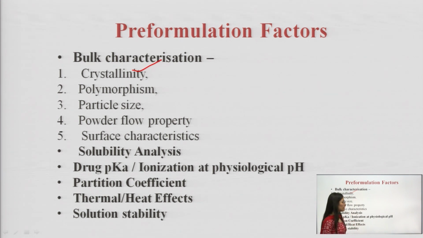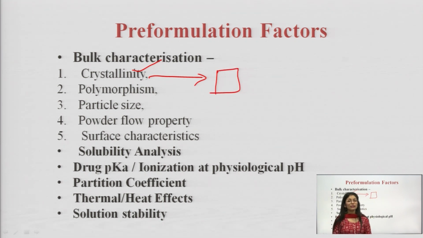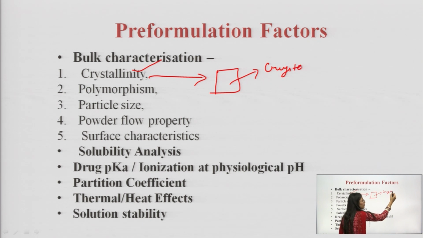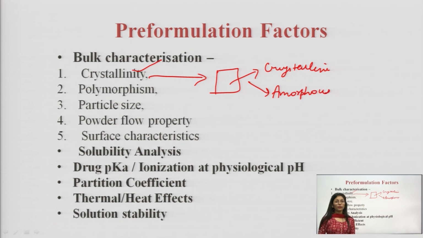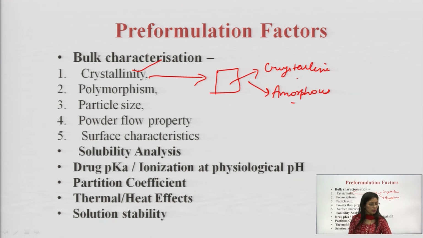Moving on, bulk characterization. In bulk characterization, we have crystallinity, that is the first point. Crystallinity means when we have crystals. We are talking about crystals over here. Crystals can be of two types. The arrangement of a crystal can be crystalline, or it can be amorphous. If your particular drug is crystalline or amorphous, we have to identify it. How are we going to identify? By means of different structures.